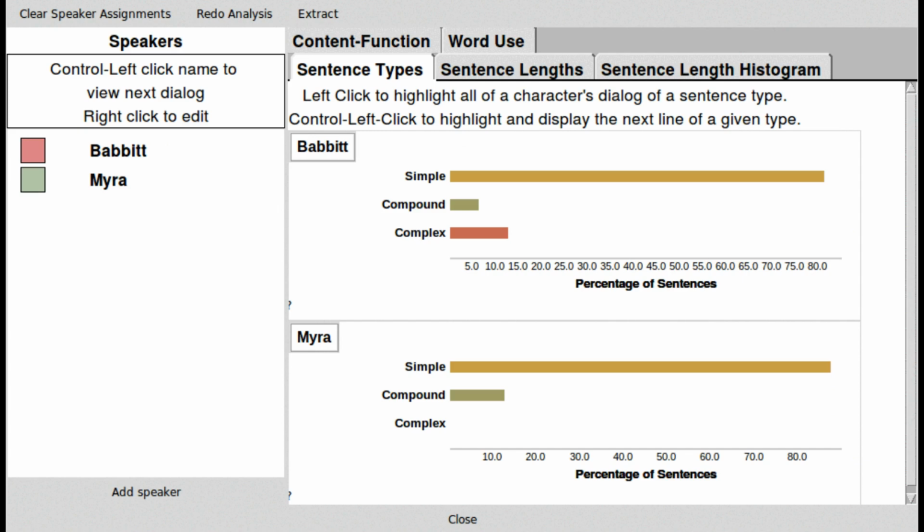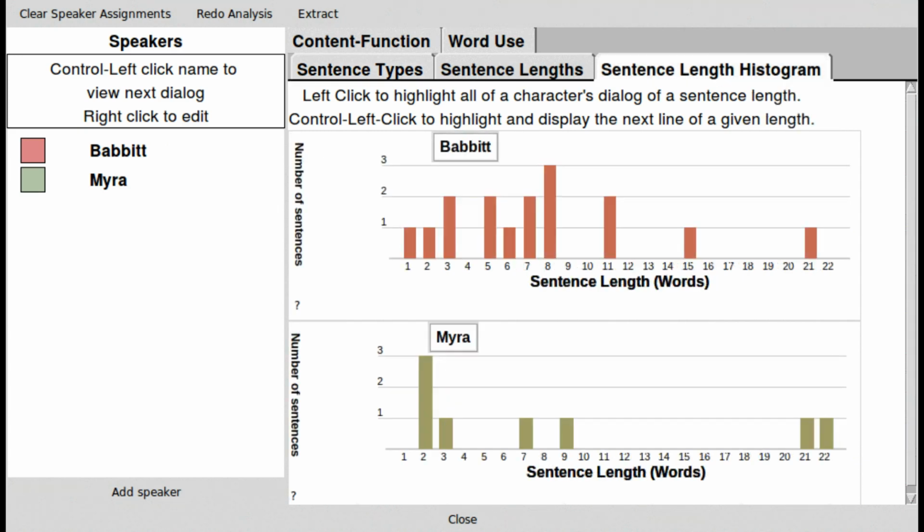The first display you'll see is the sentence types. Most characters speak primarily in simple sentences. A character that is more educated may speak in more complex sentences. Here you'll notice that what Sinclair Lewis did was Babbitt speaks with a fair number of compound and complex sentences, but his wife sticks with simple sentences. This display shows us histograms of the sentence lengths, how many sentences of each length the character uses. Notice that Babbitt uses a fair number of long sentences, while his wife is largely restricted to short sentences like, "Yes, dear," and "That's so."